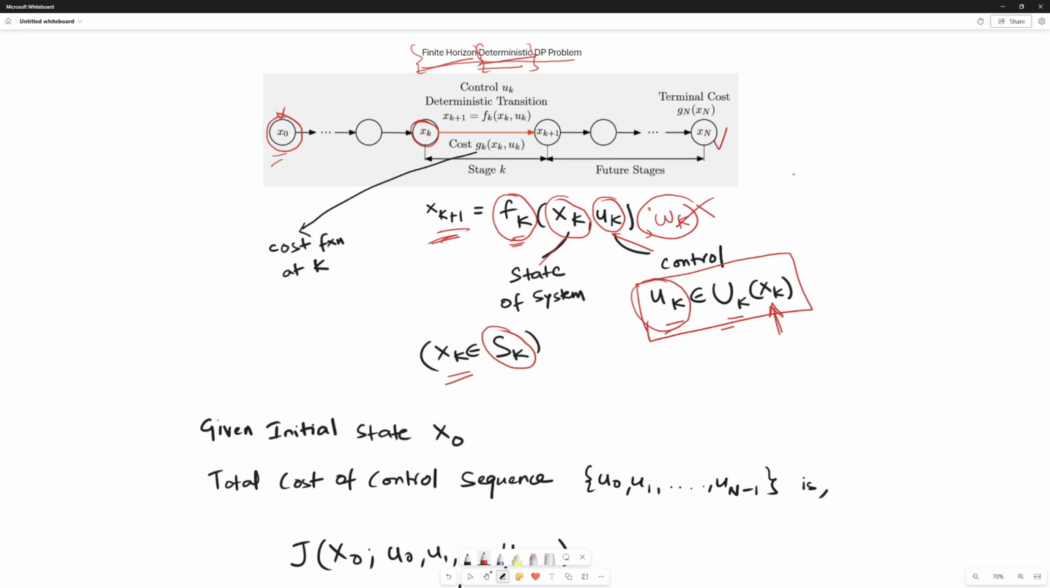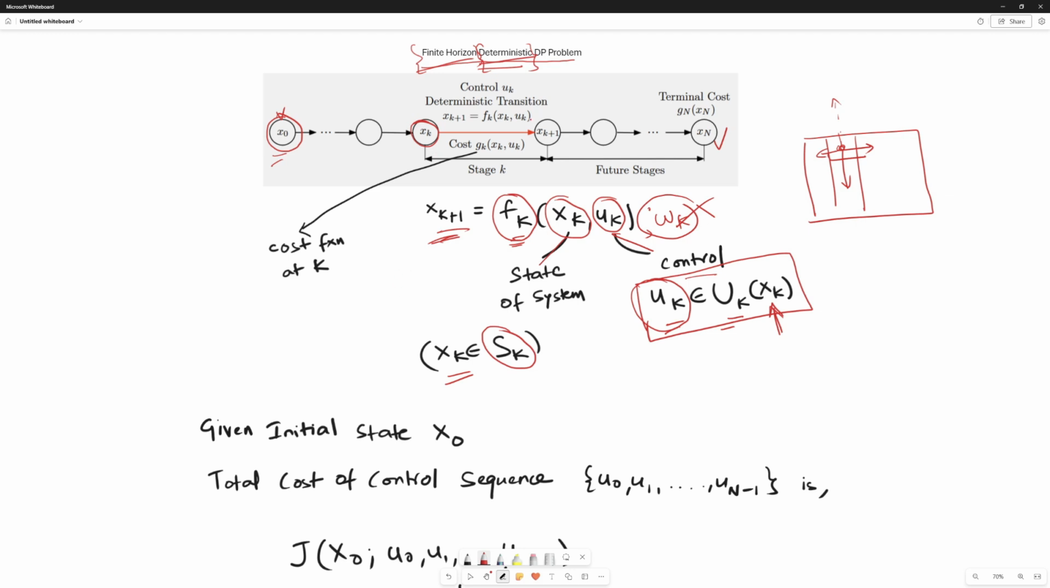An example of this could be, I don't know, this is a different problem, but let's say you are solving a grid problem and your agent is here, right? Given the state xk, you can only go either down or to your left or to your right, but you can't go up, right? So this control of going up cannot be applied in this state, correct? So that is the control.